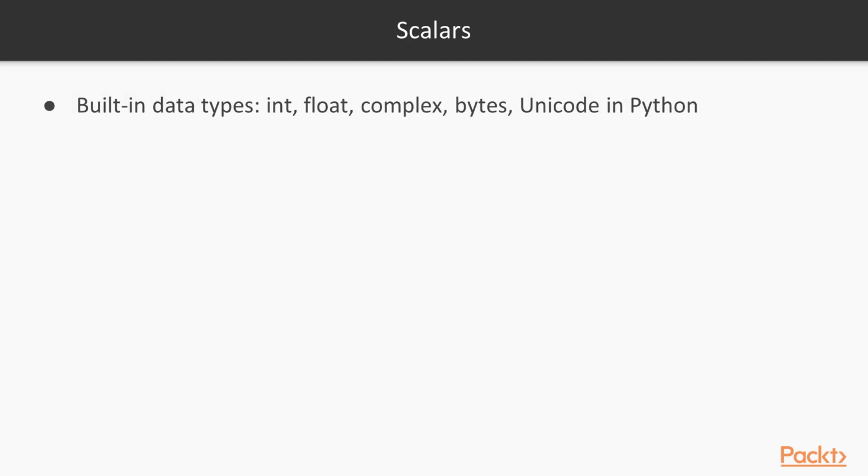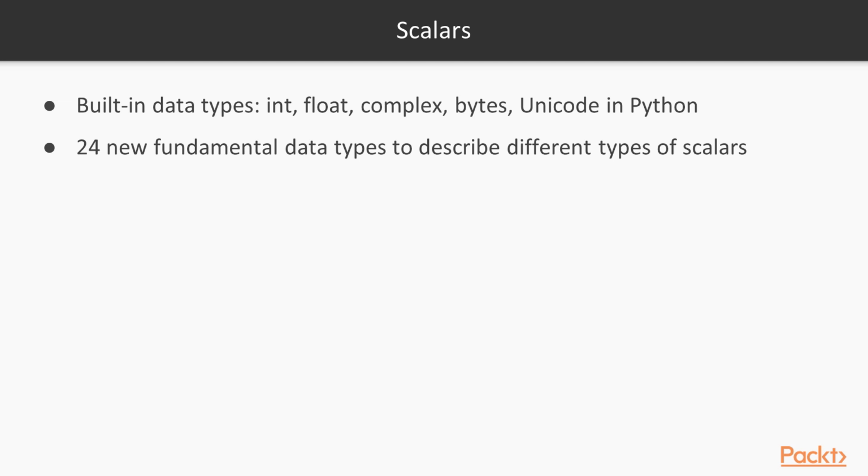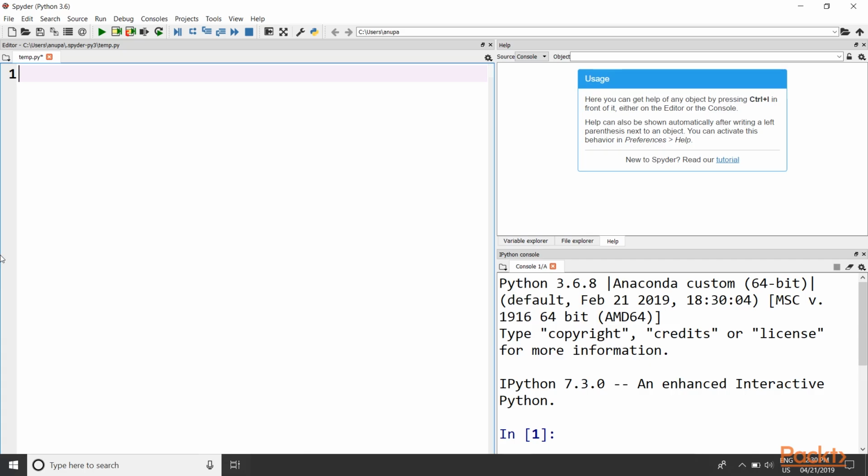These are the built-in types, like int, float, complex, bytes, and Unicode in Python. In the NumPy library, there are 24 new fundamental data types to describe different types of scalars. Let's see how we code and what we have to keep in mind while coding in Python. This is our Spyder, where we write the code in this box and get the output here. This was already discussed in the earlier videos. Now let's see how we go about it.